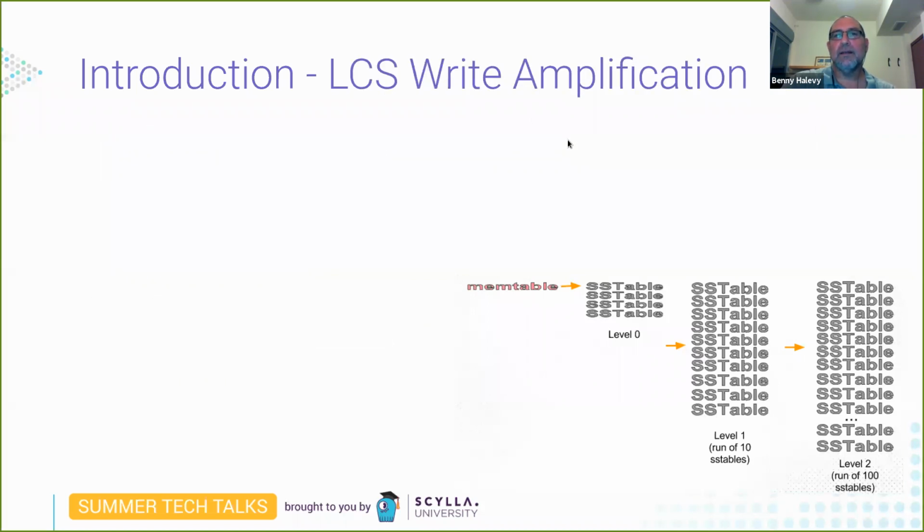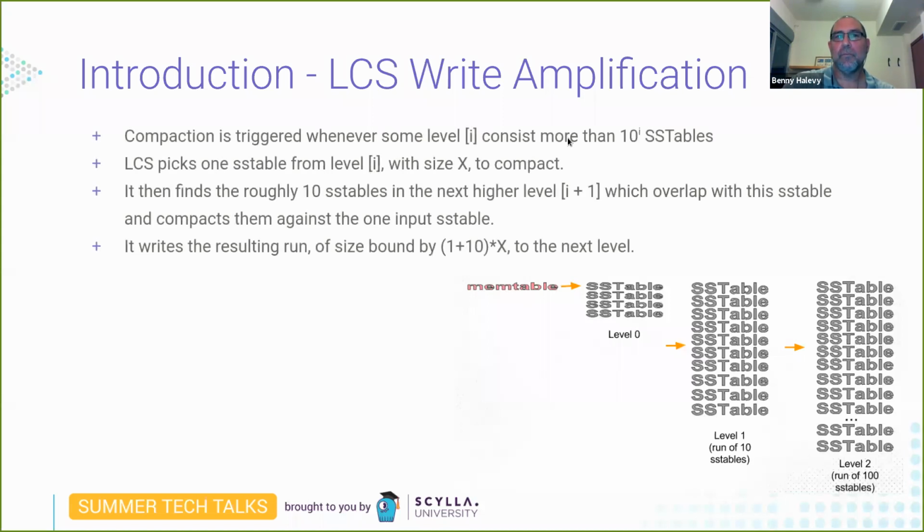So it happens that LCS results in high write amplification. Compaction is triggered whenever some level I consists of more than 10 to the I SSTables. So for example, if level 1 contains 11 SSTables instead of 10, LCS will immediately recompact it to get back to 10 SSTables. How does it do it?